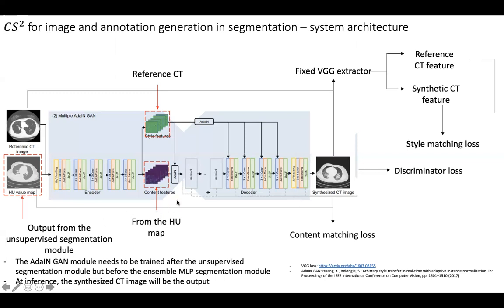Second part is about the content loss. For the content loss, we will combine the synthesized image with the HQ map image, and we get the content matching loss. Another thing is about the discrimination loss. Just as we did in this GAN training, we need to tell whether this is a synthesized image or a real image.